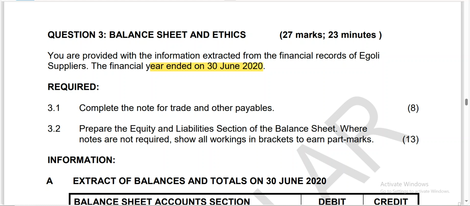Number one, we are required to complete the notes for trade and other payables. Very important for us to know how to do it. Secondly, they say prepare the equity and liability section of the balance sheet. When notes are required, show all your workings in brackets to earn part marks. Guys, for you to be able to show your workings in brackets, you must really be good with your notes. Very important for you guys to make sure that you master your notes.